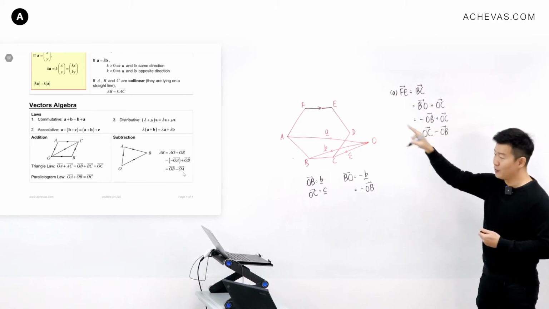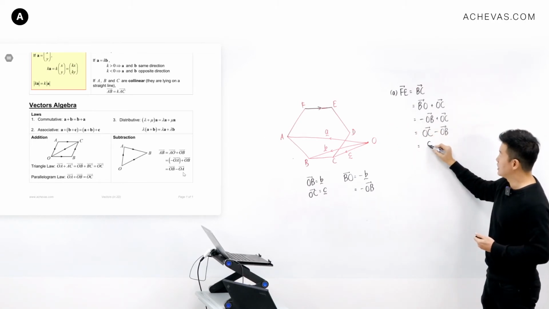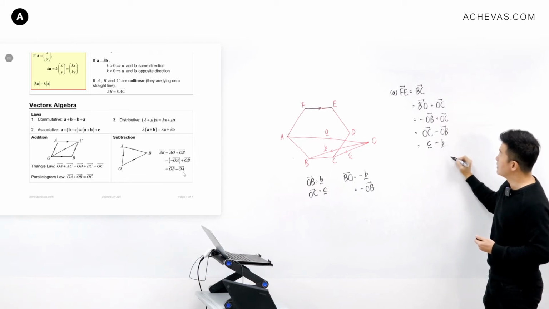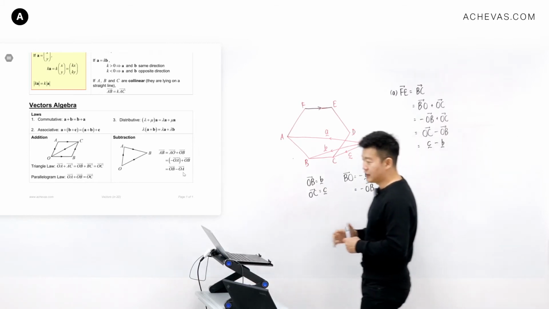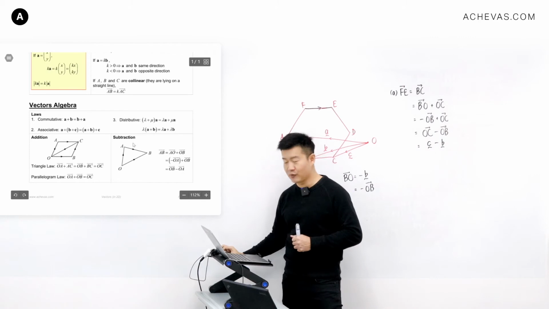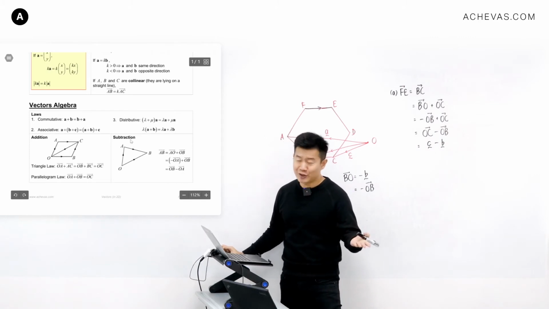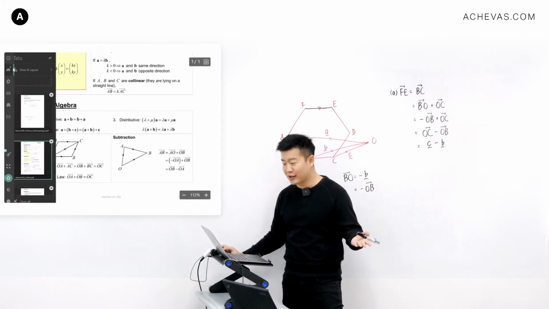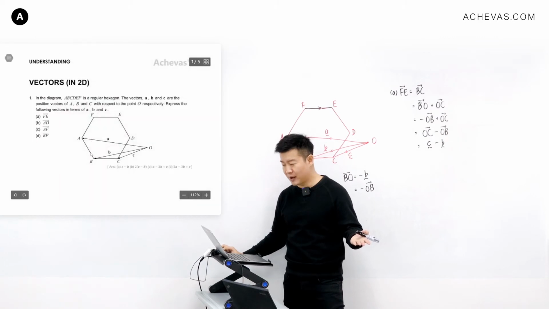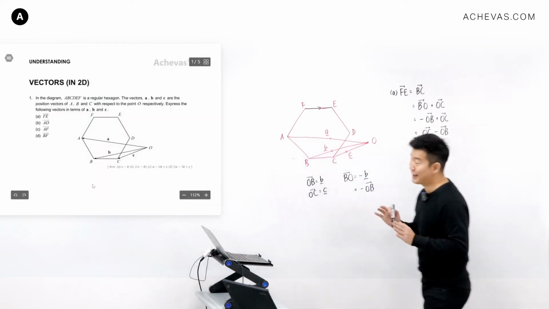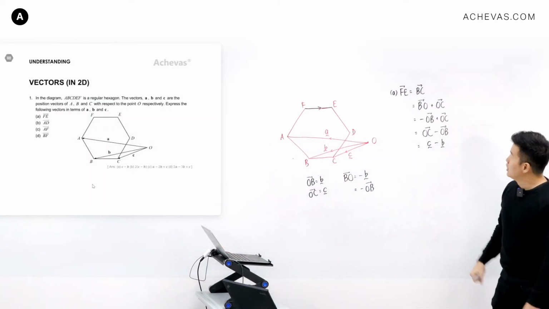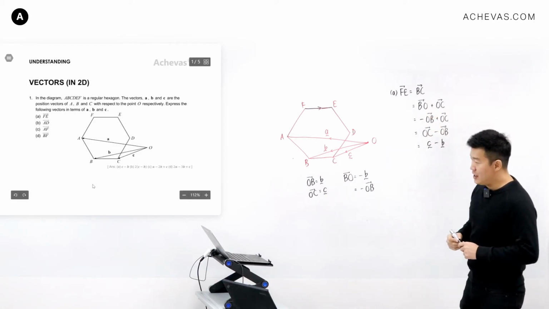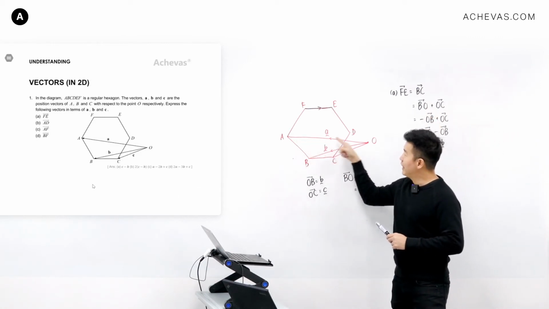So if I can make use of this result, then it is just C minus B. This is going to give us vector FE by making use of subtraction. In fact, it is actually derived from vector triangle addition, by applying the triangle law of vector addition. So now we have gotten FE. Next, we want to find vector AD.